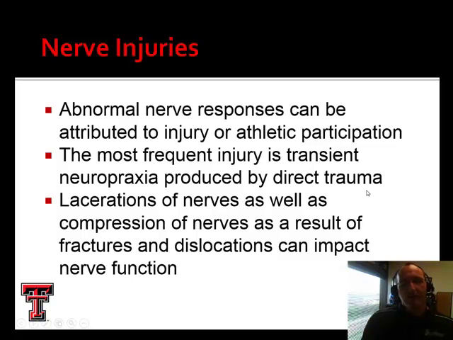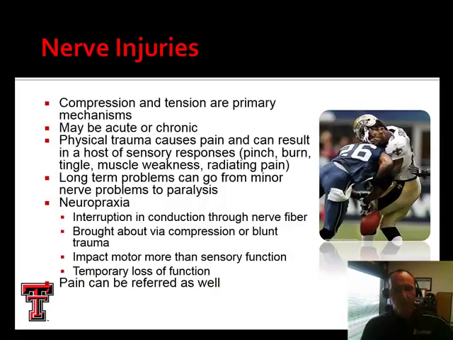Okay, that leads us to nerve injuries. Here we've got an injury that results in an abnormal sensation more often than not, either numbness or tingling, burning, those kinds of things, radiating, sharp shooting pain. All those types of sensations are usually attributable to nerve as the source. Most frequently we have what's called a transient neuropraxia. Transient means it's temporary. Neuropraxia means we've got abnormal nerve function here. We can also get a compression of nerve, a stretch of nerve, a laceration that involves nerve. All these can impact nerve function as well.